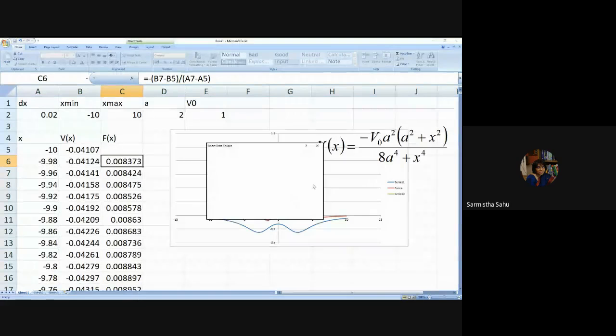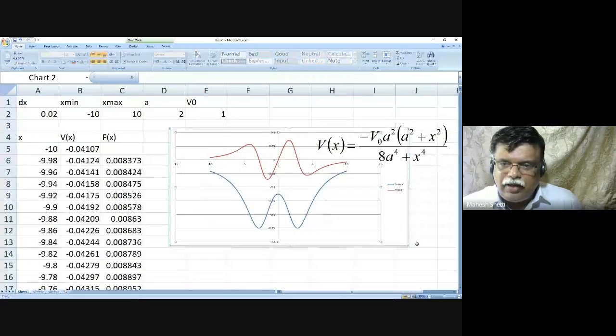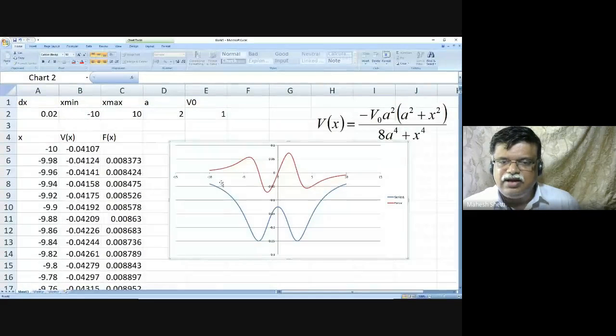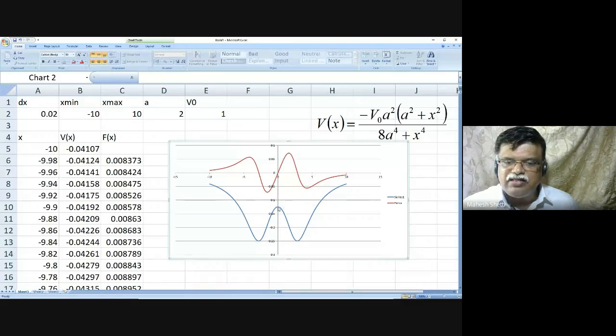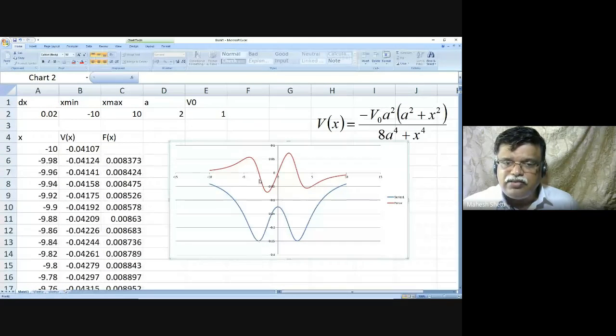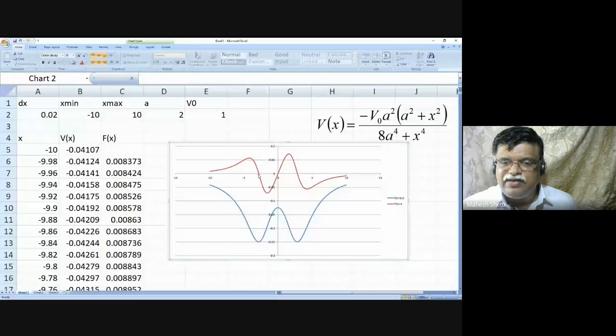So now this is for this particular potential function. You see the red curve is the force function. What you observe here is that wherever those extremas were there in the potential, the minima and the maxima, the value of the force is becoming 0 at that point. The force is also varying.